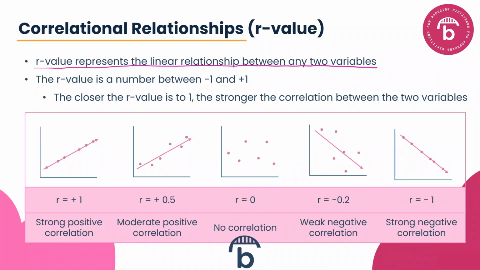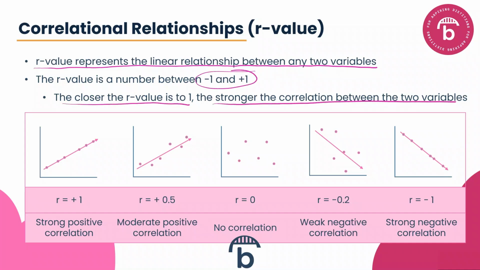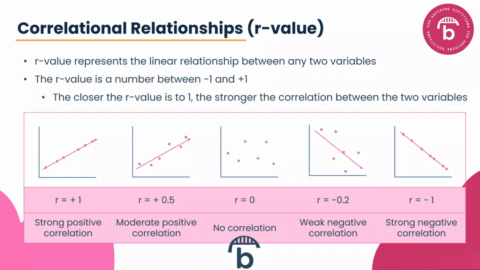The strength of the correlation is based on how close the R value is to either +1 or -1. The closer we get to those extremes, the tighter the relationship appears. But don't forget, R values show patterns, not proof. They don't tell you if one variable caused the other to change.